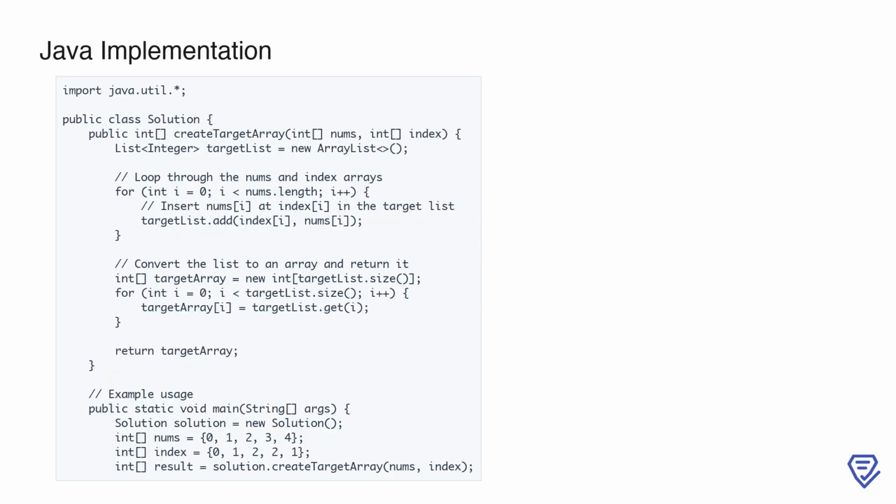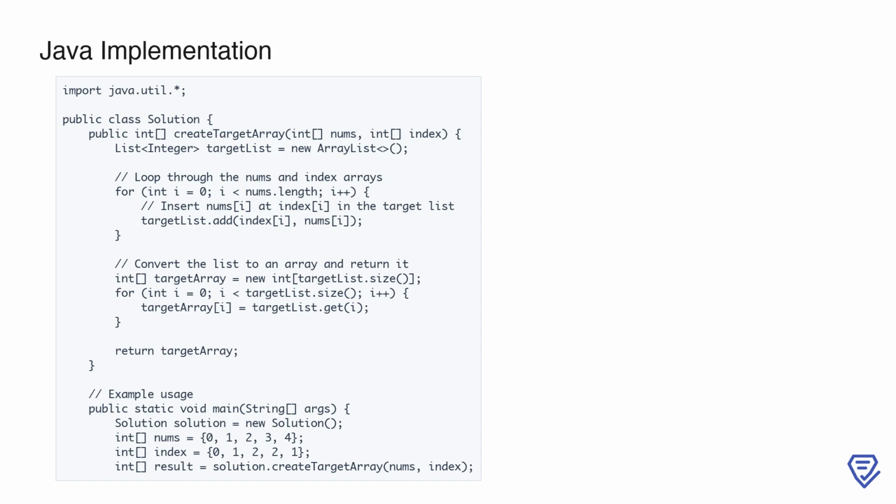Here, we start by importing the necessary packages and defining our solution class. Inside the createTargetArray method, we take two input arrays, nums, which contains the values to be inserted, and index, which specifies the positions where these values should be inserted. We first initialize an empty ArrayList called targetList to dynamically build our target array.